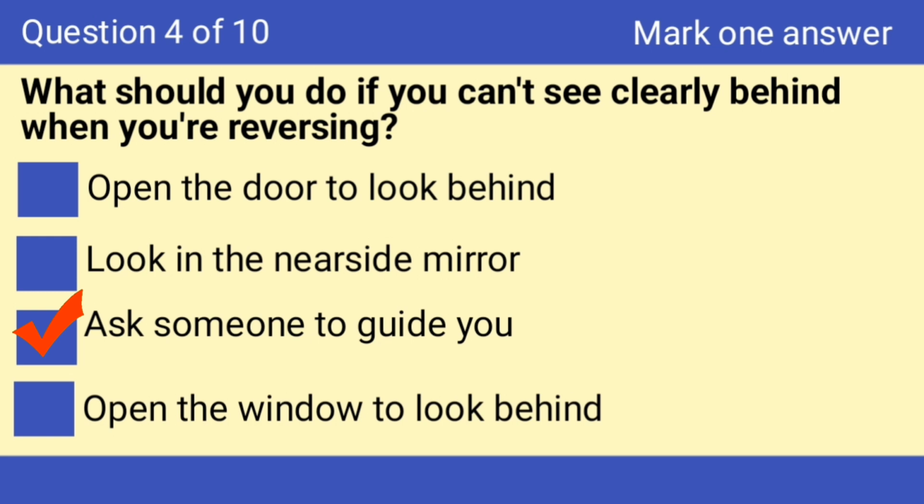Explanation. If you want to turn your car around, try to find a place where you have good all-round vision. If this isn't possible and you're unable to see clearly, then get someone to guide you.